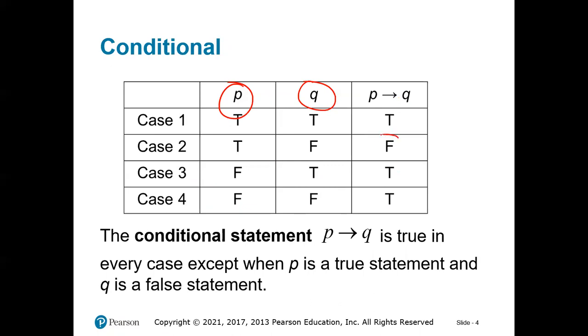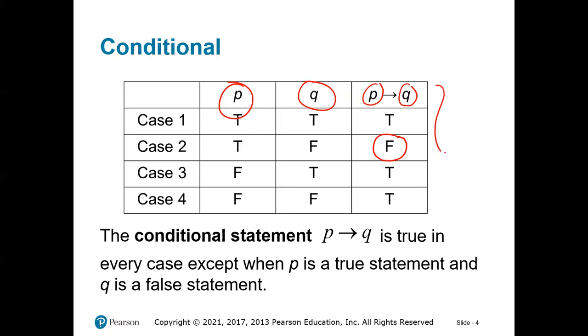The only situation where the conditional is false is when the antecedent, I don't know how to say this word, antecedent, is true and the consequent is false. So when this one is true and this one is false, then the conditional is false. Otherwise, it will be true.